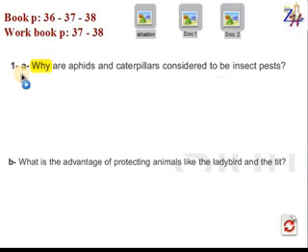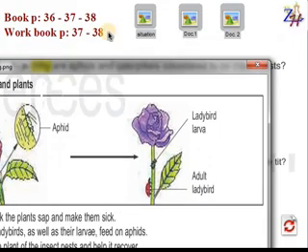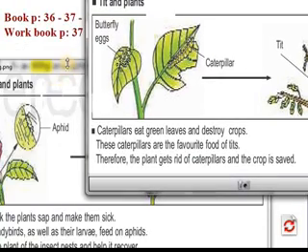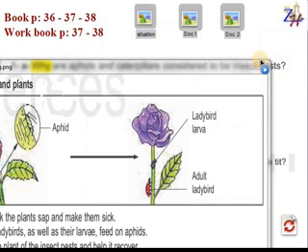Number 1, part A. Why are aphids and caterpillars considered to be insect pests? We're going to explain what's the meaning of pest. A pest, teacher, is the organism that harms another organism, that hurts it, that's not good for it. So why do we consider aphids and caterpillars insect pests? As we saw in the two documents, the caterpillar and the aphid hurt the plants. They make them sick. They destroy the crops. So we can say that they are pests.